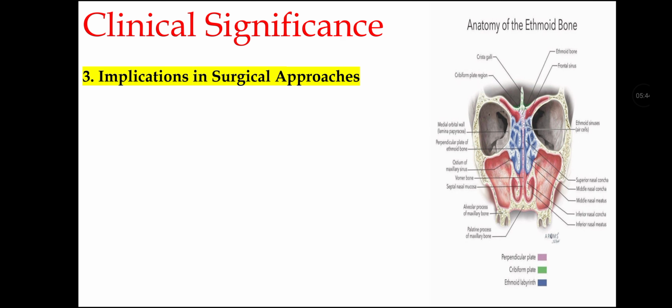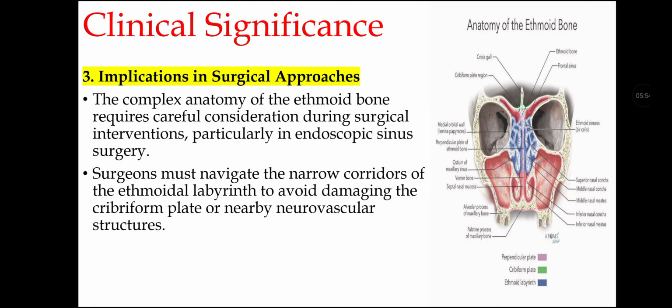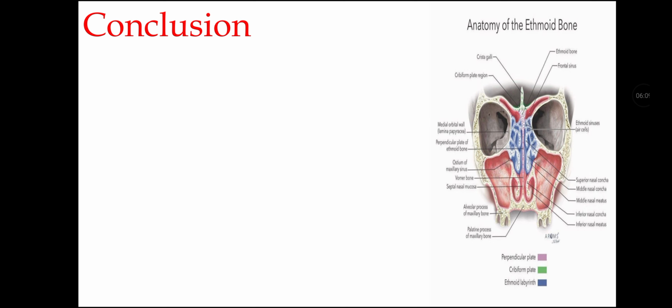The next significance is its implication in surgical approaches. The complex anatomy of the ethmoid bone requires careful consideration during surgical intervention, particularly in endoscopic sinus surgery. Surgeons must navigate the narrow corridors of the ethmoidal labyrinth to avoid damaging the cribriform plate or nearby neurovascular structures. Advances in imaging and surgical navigation have improved the safety of procedures in this region.